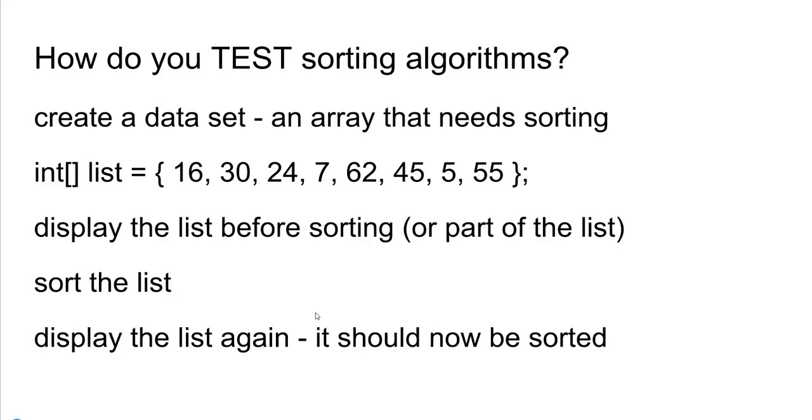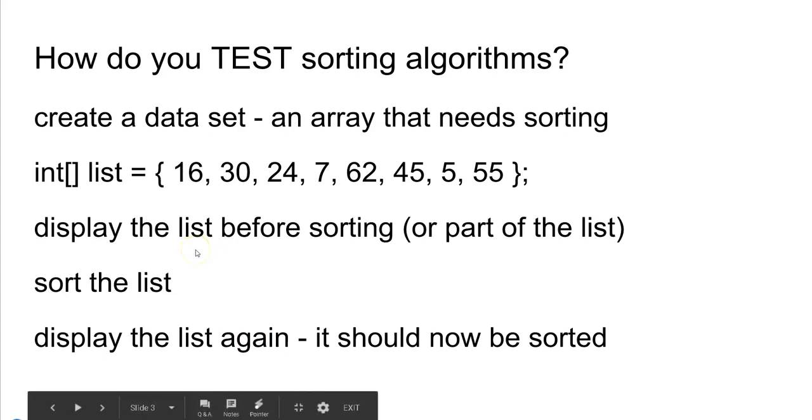So how do you test something like a sorting algorithm? Well, you have to have something to sort. So you create some kind of data. In the book, they have a short 8-element array that they call list. And they just walk you through, here's how the sorting should work. But until I actually run it, I'm not sure that I actually made it work. So you have to display your list. Somehow you have to see the data.